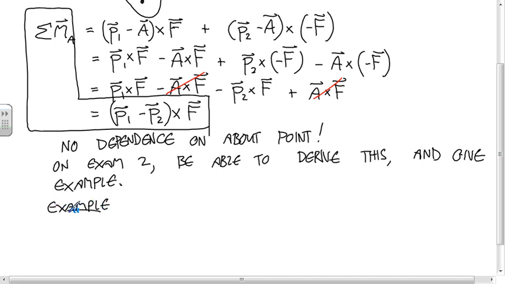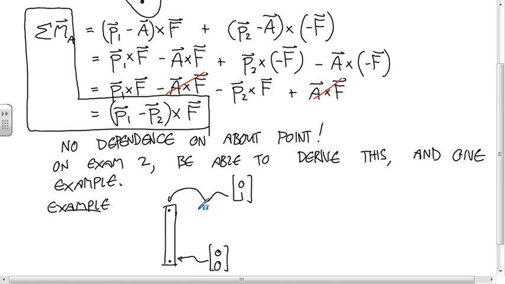Okay, so as an example, if you had an object like this, where this point is 0, 1, this point is the origin, and here you have a force going to the left of, let's say, 100 newtons. Here you have a force going to the right of 100 newtons.